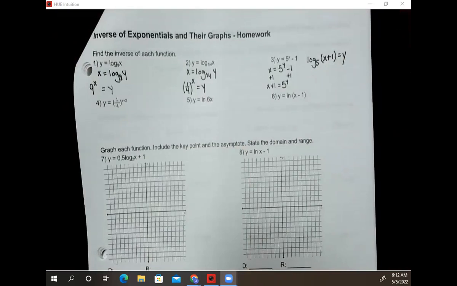I want you to try 4, 5, and 6. Remember, we start by switching x and y. And for each of these, we're going to have to rewrite it in its alternate format.